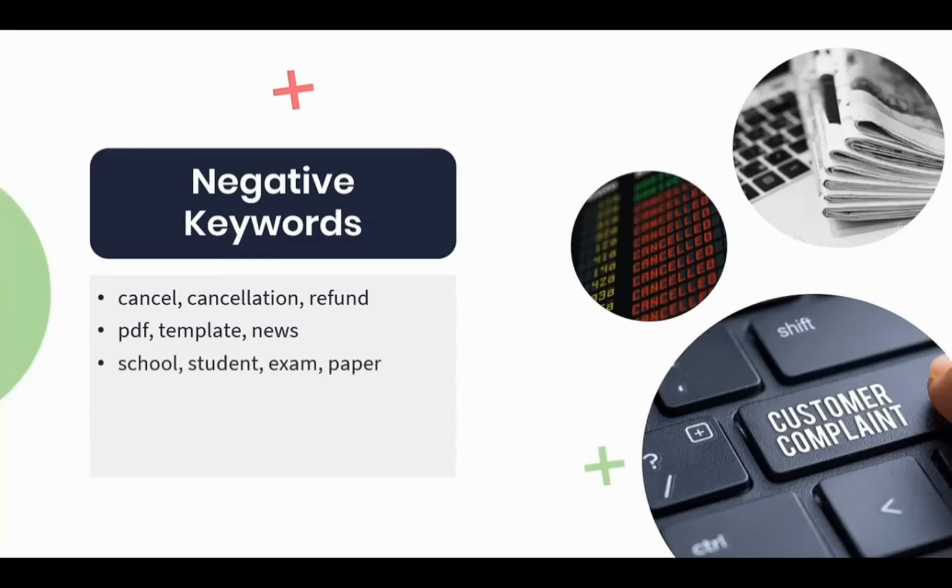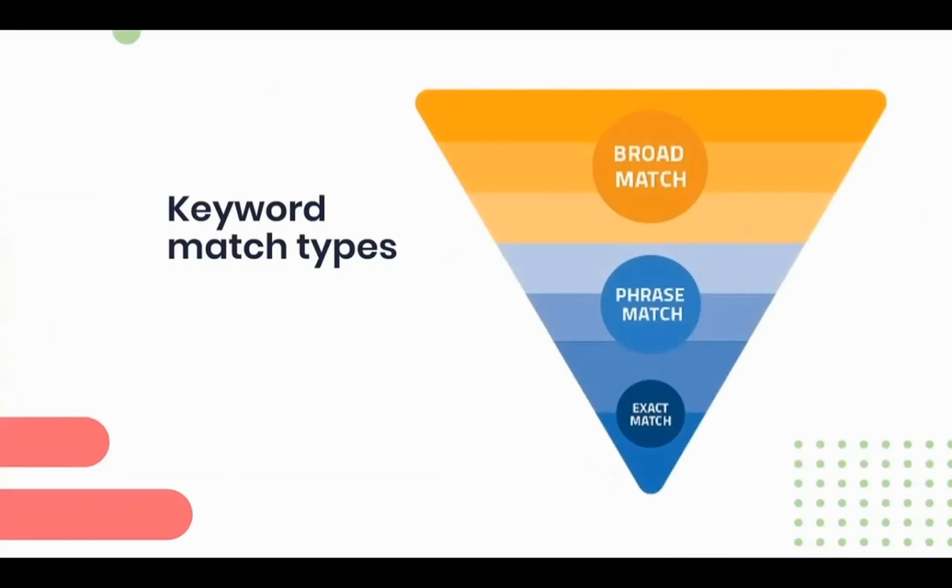Then we have school, student, and exam paper. And finally, complaint, issues, and support. All right, that's really not going to lead us in the direction that we would like to be in. So we need to be very smart in what we include, but also what we strategically leave out of these keyword searches. There are 4 different match types.